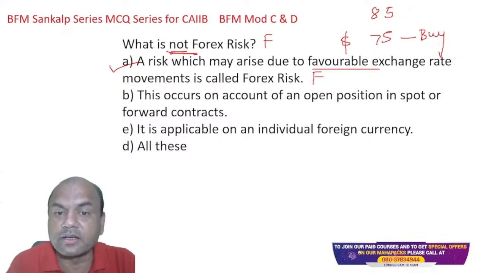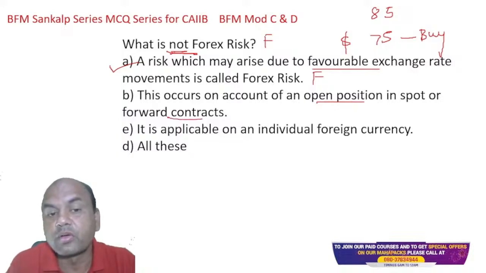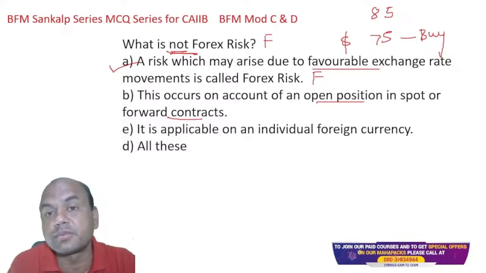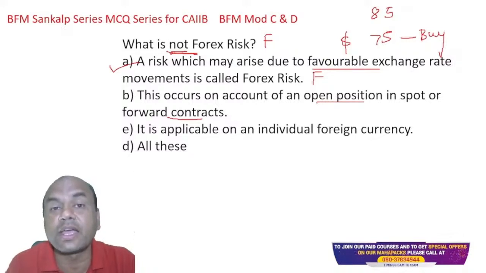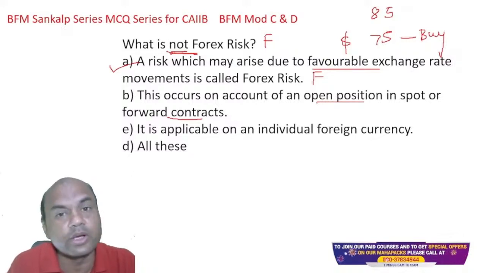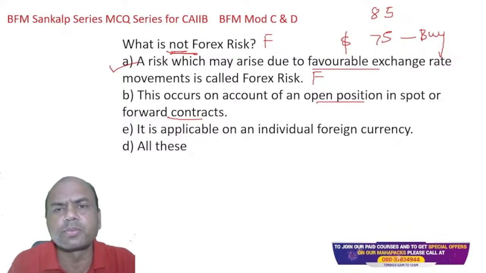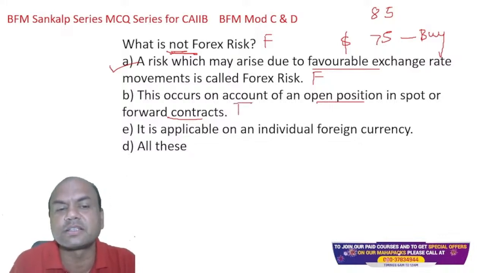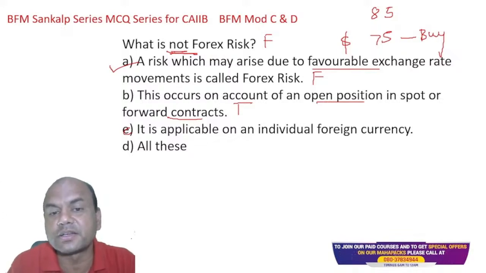This forex risk occurs on account of open position in spot or forward contracts. Open position means what? Day-end position, right? Open cash or day-end cash, vault cash, what we say. In our bank we have vault cash. Same logic, open position, day-end position. So this will definitely arise because of this. So this is true. So obviously now don't even check this third answer. In the exam don't check it because you know this is true. So all of them can't be the answer. So A is the answer.